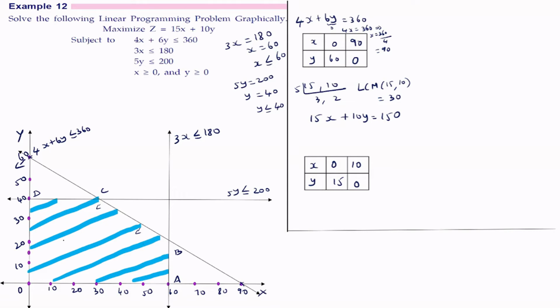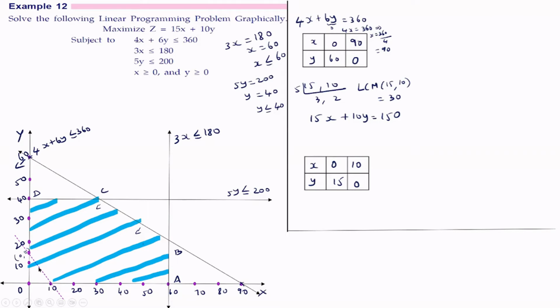So (0, 15) is somewhere here. This is (0, 15) and this is (10, 0). Now we can draw a line joining these two points, (0, 15) and (10, 0), to obtain the line corresponding to 15x plus 10y equal to 150. So this is the line 15x plus 10y equal to 150.